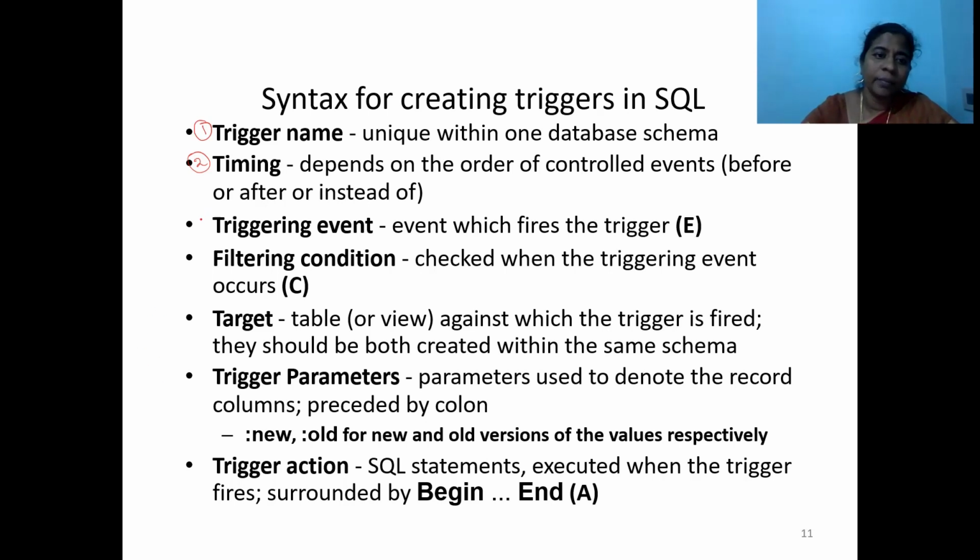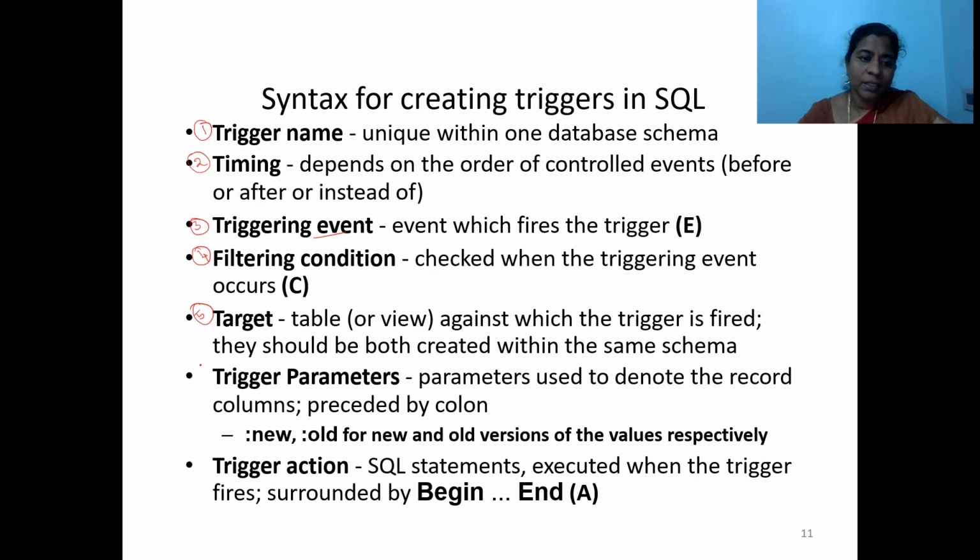Then the third thing you have to mention is the triggering event. What do you mean by a triggering event? It may be an insert or delete or update. Then you have to mention the filtering condition. That condition has to be checked when the triggering event occurs. And the fifth one is the target table or the view. Okay. So while updating a table, which table? That table name or view name you have to mention. So it is the table or view against which the trigger is fired. They should both be created within the same schema.